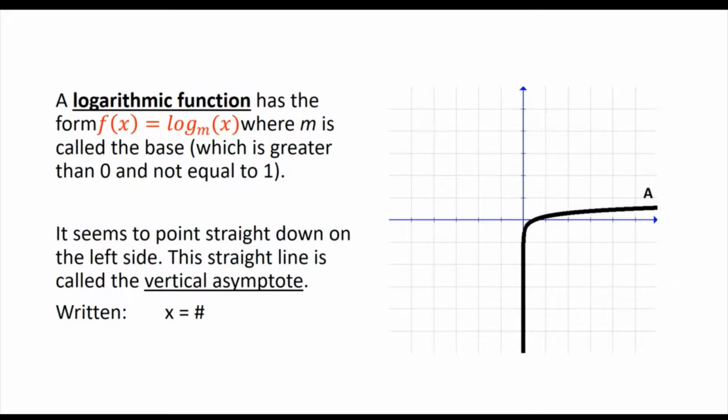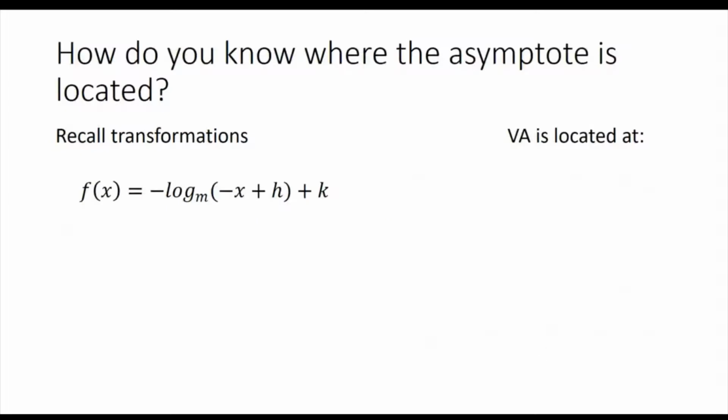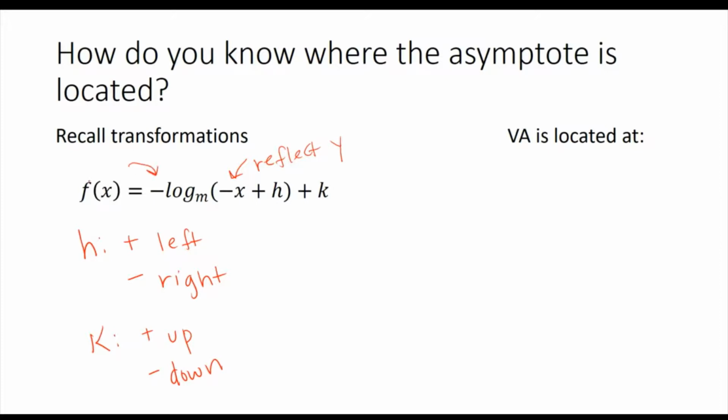So how do we figure out where that number is? We can use transformations just like before. Recall that I can add anything as part of my equation, so that would be my h. If it's positive, you're moving backwards to the left. If it's negative, you're moving forwards to the right. Add something overall to the end of the equation. If it's positive, I move up. If it's negative, I move down. And these negative signs here tell me to reflect over y or to reflect over x.